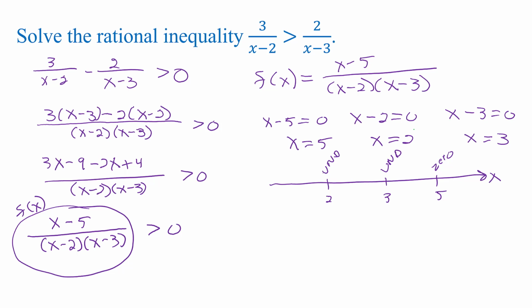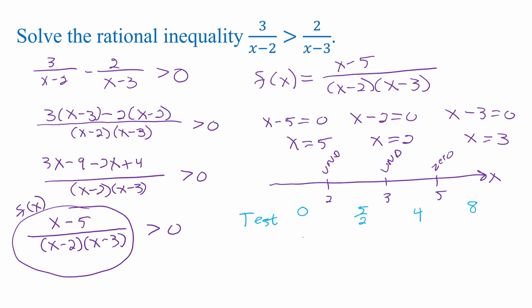Okay, and now let's test a point in each region here. So let's test, to the left of x equals 2, let's try 0. Between 2 and 3, we'd need what? 5 halves. And between 3 and 5, let's choose 4. To the right of 5, maybe 8. Okay, so now let's test 0.